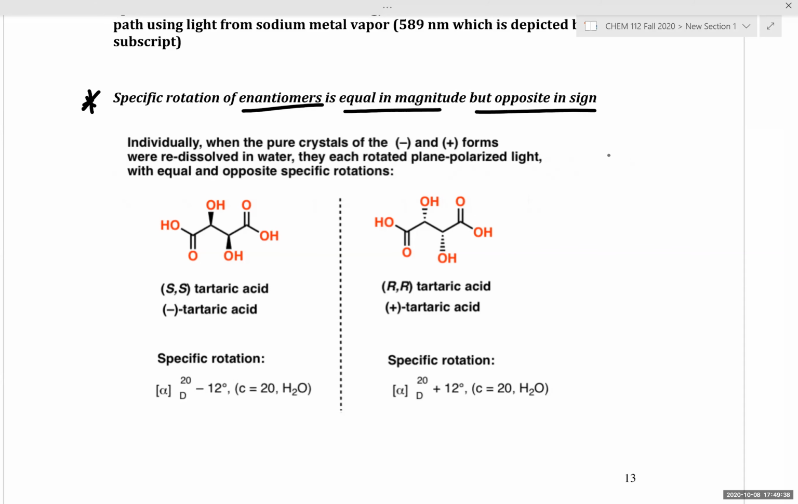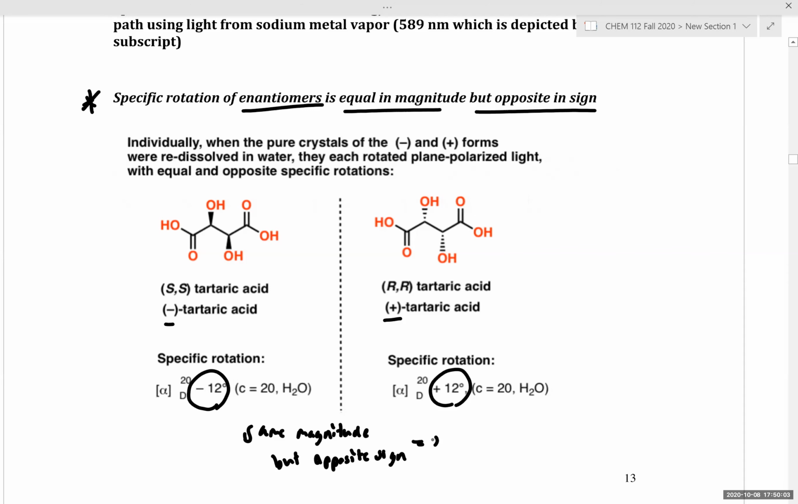So if we look at tartaric acid, for example, and we look at two enantiomers of tartaric acid, the minus tartaric acid and plus tartaric acid, as we can see, the specific rotations have the same magnitude but opposite sign, which is commonly seen when we have two enantiomers. Does that make sense to everyone?